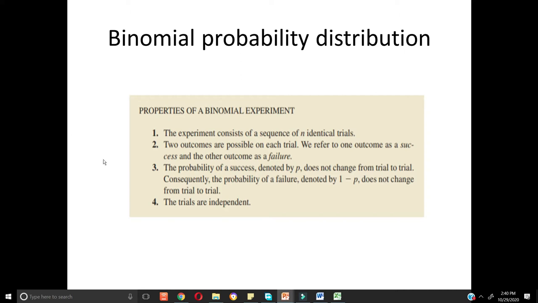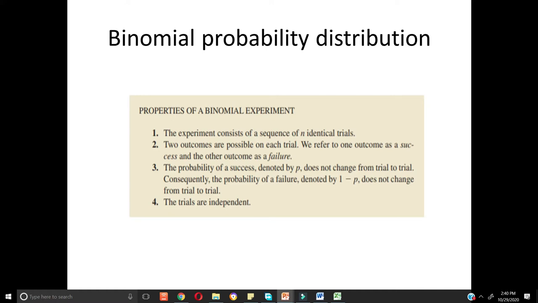This number 3 is what you call the stationarity requirement, the stationarity constraint. It is possible in some situations that you could have the trials being independent, but the probability is affected by some other thing that has nothing to do with the trials, meaning that you're going to have different probabilities between different steps. But if you have these four conditions, you have what you call a binomial probability distribution.